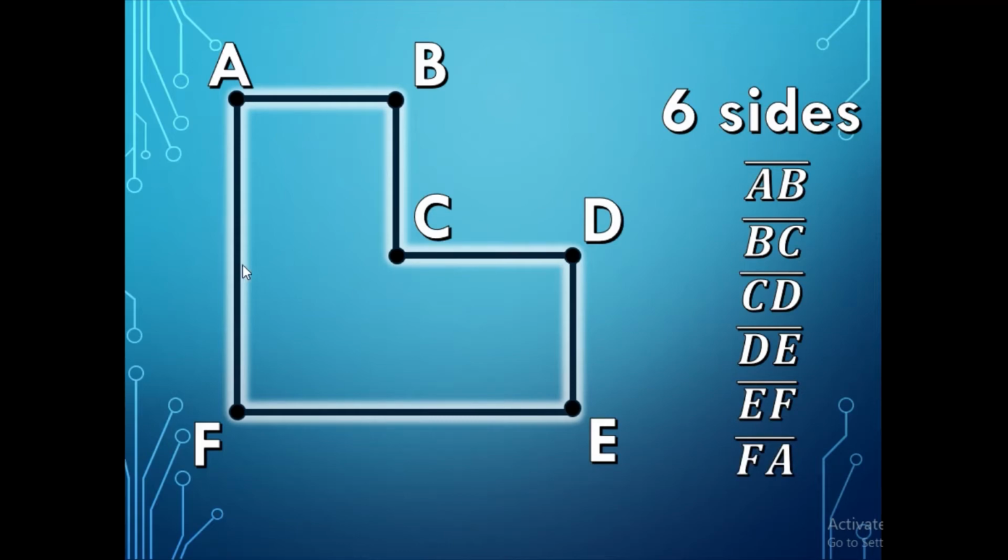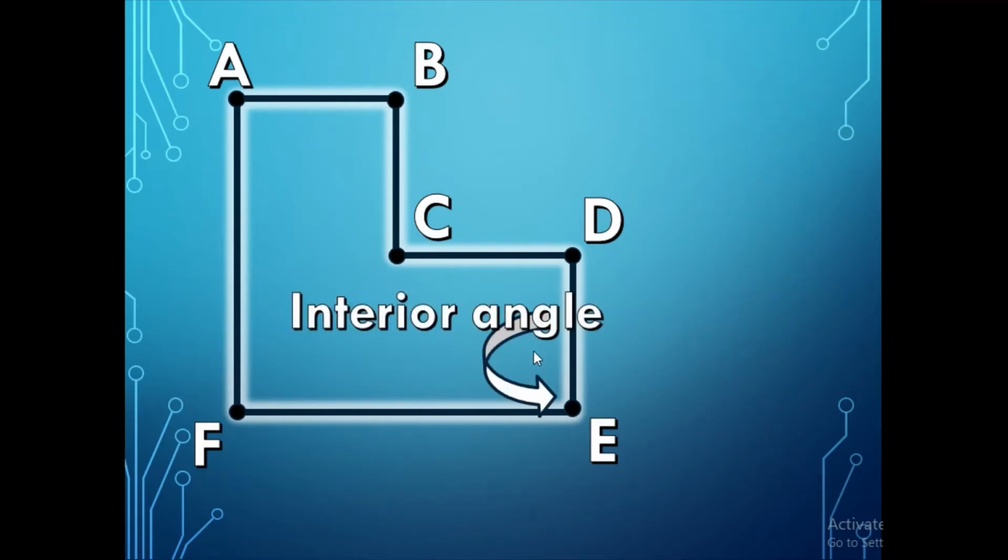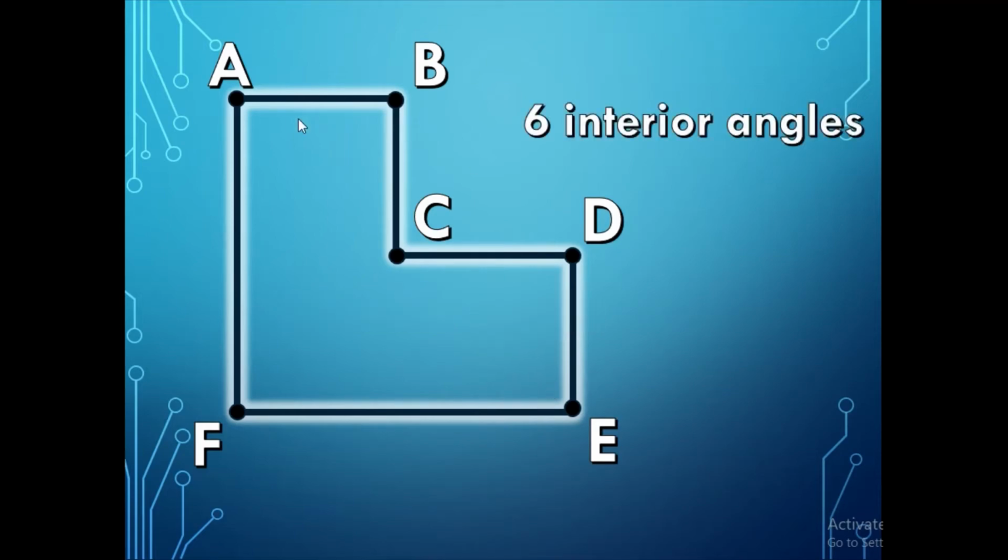Another part of a polygon that you can see is called the interior angle. Obviously, it is an angle inside the polygon. And there are also 6 interior angles. What are those? We have angle A, angle B, angle C, angle D, angle E, and angle F. Now expect that in a polygon, if there are 6 vertices, there will also be 6 sides and 6 interior angles.